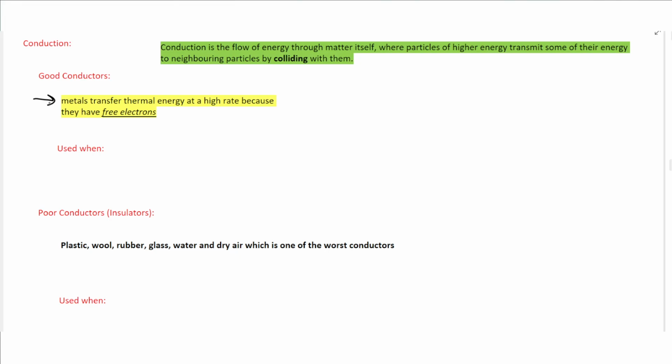Generally, materials with good conducting properties, or good conductors, are used when you need the temperature to change quickly or the rate of heat transfer to be fast. Poor conductors are materials that do not allow flow of thermal energy, like plastic, wood, rubber, glass, and so on. Air is one of the worst conductors. Vacuum is the worst conductor. You cannot transfer heat energy through vacuum by conduction because there are no molecules, so no collisions between molecules. And poor conductors are required when the rate of heat transfer is required to be low.